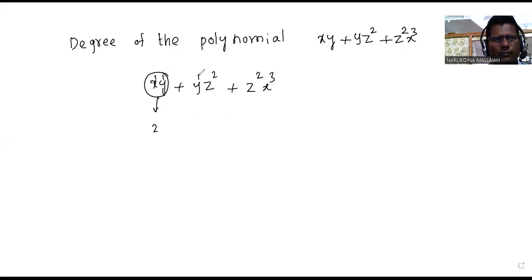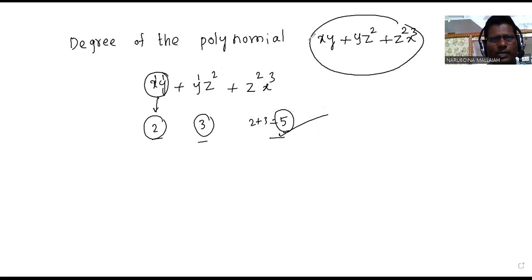Next, here the index of y is 1, the index of z is 2. 1 plus 2, 3. Here the index of z is 2, the index of x is 3. 2 plus 3, 5. So for the first term we got 2, for the second term we got degree 3, for the third term we got degree 5. Out of these, the highest degree is 5. So the degree of this entire polynomial is 5.